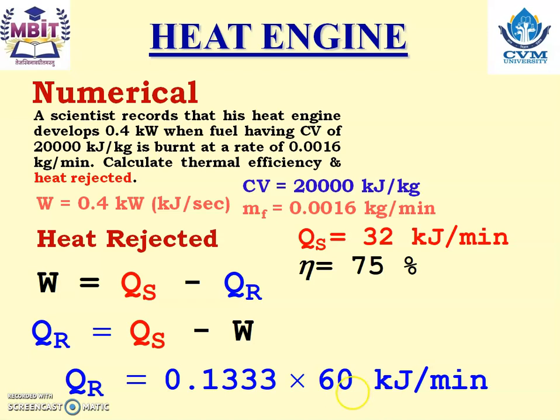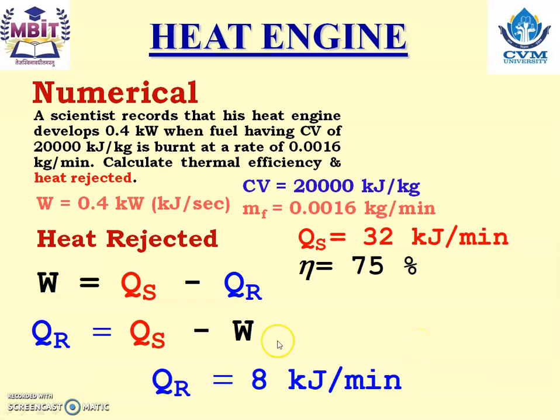Or if we have to write the answer in kilojoule per minute, then what we have to do? We have to multiply the answer by 60, and we get the answer in kilojoule per minute. So that is equal to 8 kilojoule per minute.